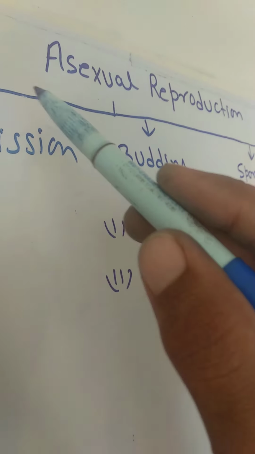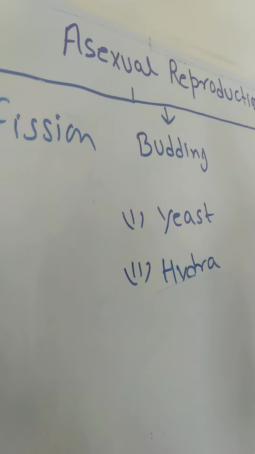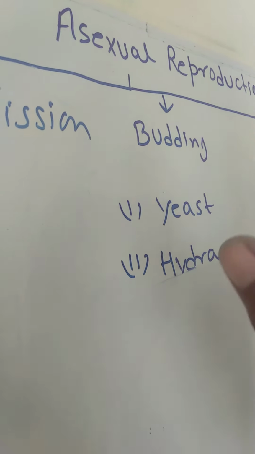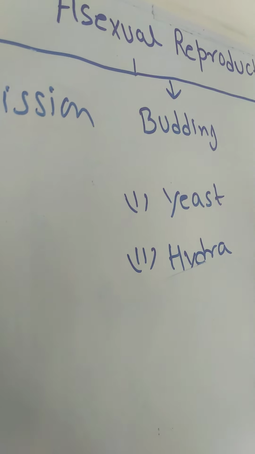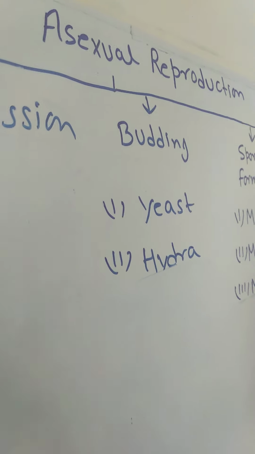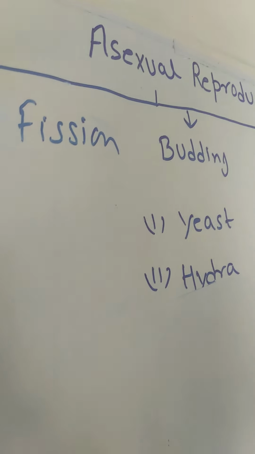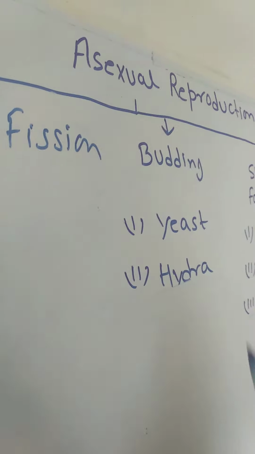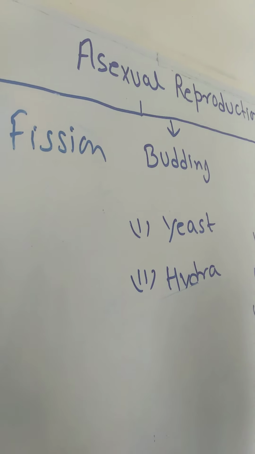So let's start with asexual reproduction. The definition of asexual reproduction: it is the production of new offspring by only one parent. Okay, that is asexual reproduction.